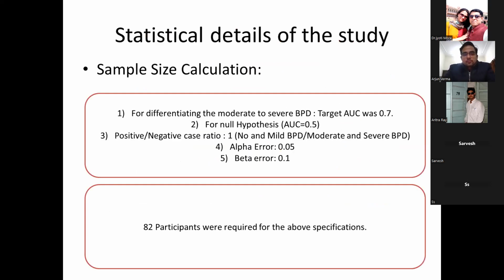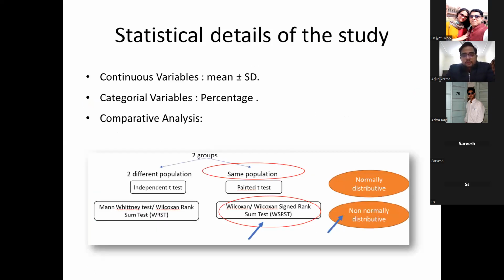Next. So for the statistical part of this study, first of all, let's discuss the sample size calculation. For that, they took a target area under curve of 0.7 on the ROC curve. And as we all know, the basics of ROC, the null hypothesis would be an area under curve of 0.5. The alpha error taken was 0.05 and the beta error was 0.1. And on that basis, the statistician calculated that 82 participants would be required for the above specification.